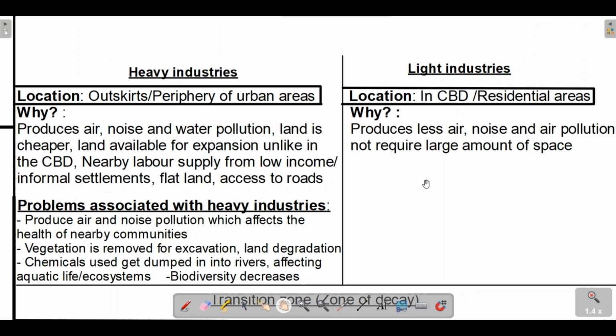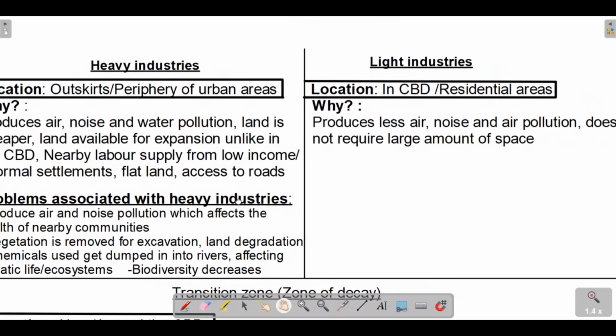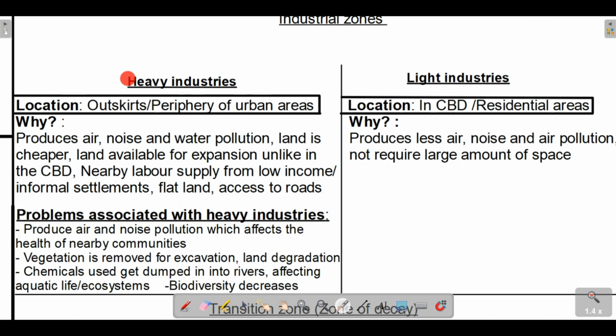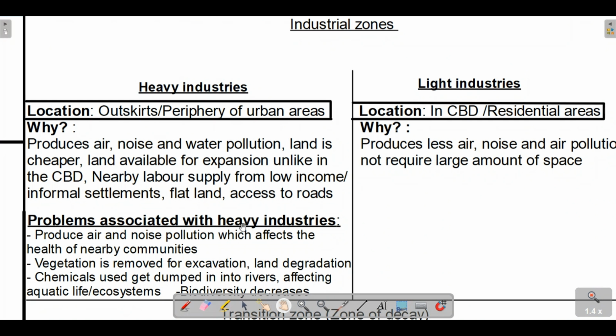I'm not sure, guys. But it's been quite a long time now, such that I don't even remember. But yeah, we have two types of these industrial zones. We have the heavy industrial zone, or heavy industries, and the light industrial zone, or light industries. And you have to be able to state their locations.